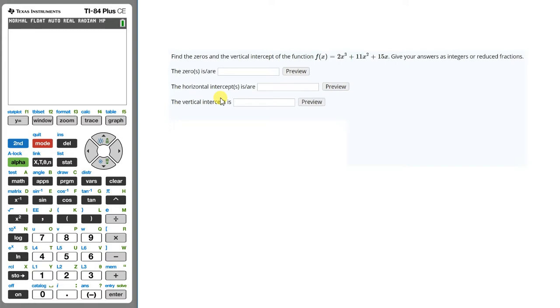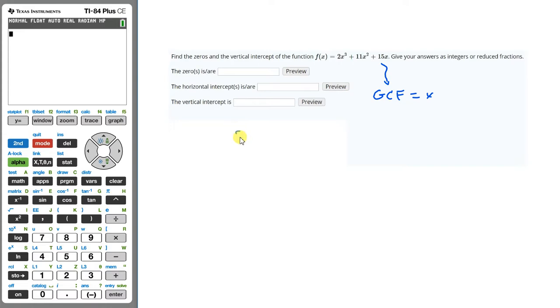How do I find those zeros? Vertical intercept we said is easy. Horizontal intercepts and zeros kind of go hand in hand. How do I find them? Well, we need to factor, okay? Because whatever makes a factor equal to 0 is your x-intercept. So you need to factor. Now in this case we got lucky because all three terms have a common factor. The greatest common factor in this case is x. We can factor an x out of all three terms.